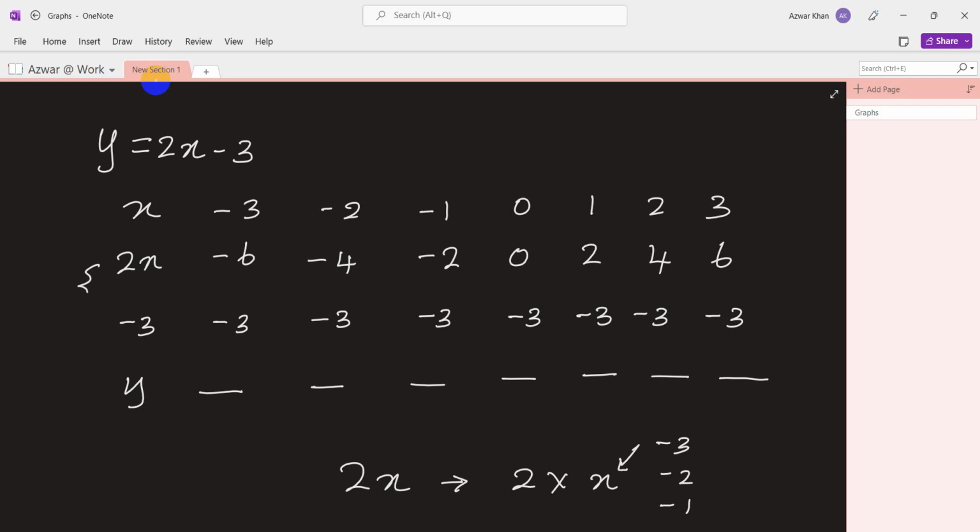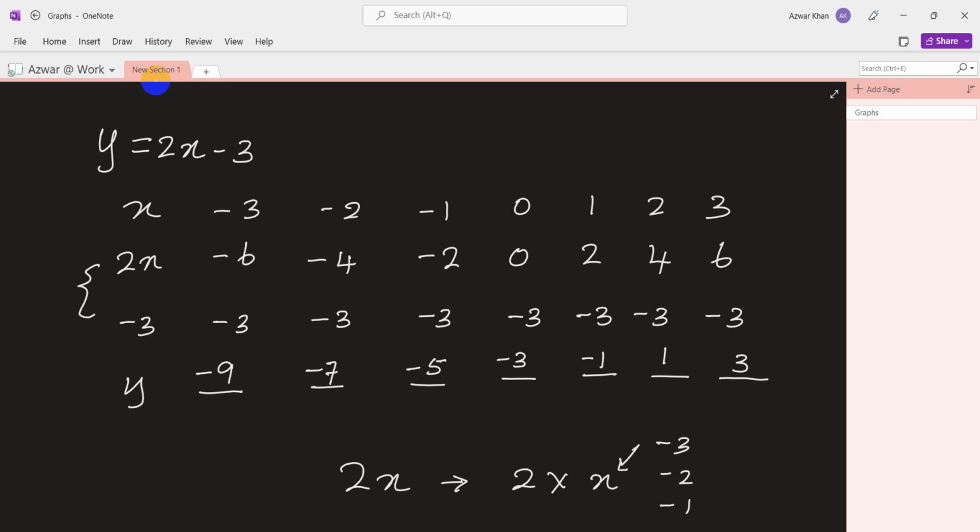Simplifying these two, I can derive the value of y. So minus 6 minus 3 is minus 9, minus 4 minus 3 is minus 7, minus 2 minus 3 is minus 5, this is minus 3, and here minus 1, and this is plus 1 and plus 3.